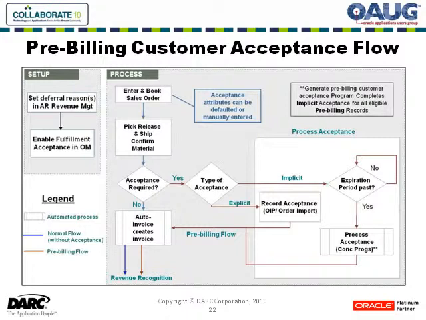They would go through pick, release, and ship confirm their order. Then they would go into the acceptance required queue, and the answer would be yes. Again, it's pre-billing. We're going to shoot out to the right and say, okay, what type of acceptance are we going to do? Are we going to do it manually or programmatically? Implicit or explicit? If I do implicit and go straight across to the right, it's going to immediately go into another question queue. Has my expiration period passed? How many days past my ship confirm date is my grace period?